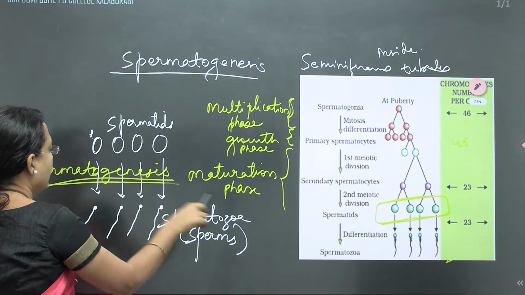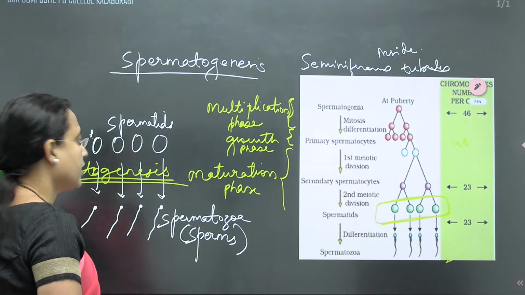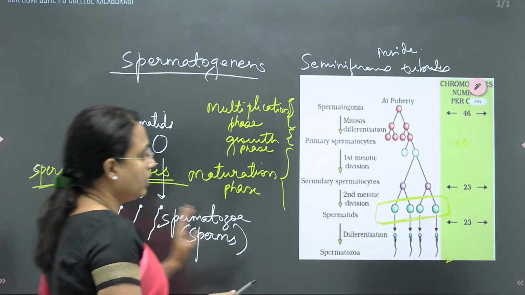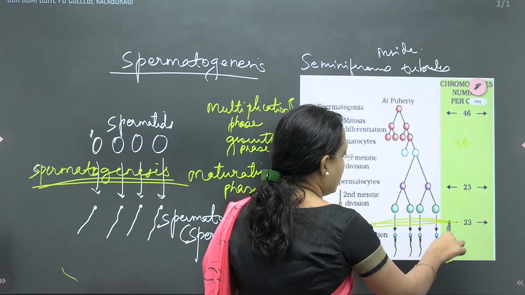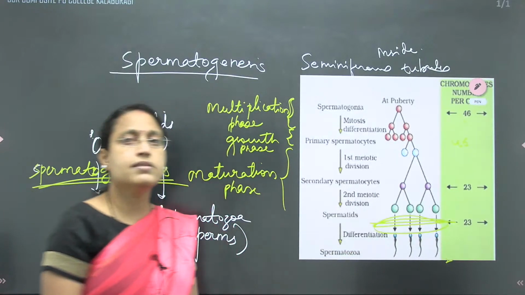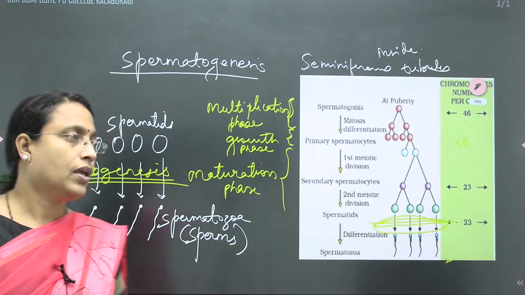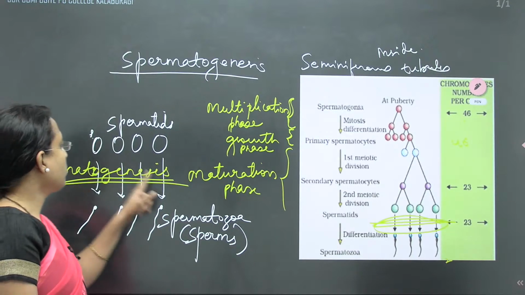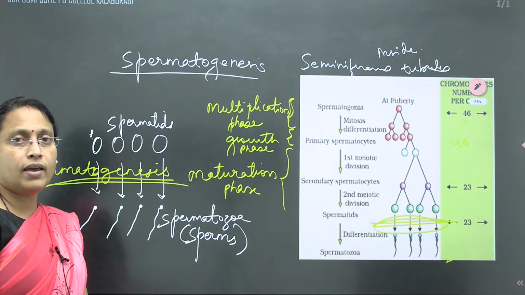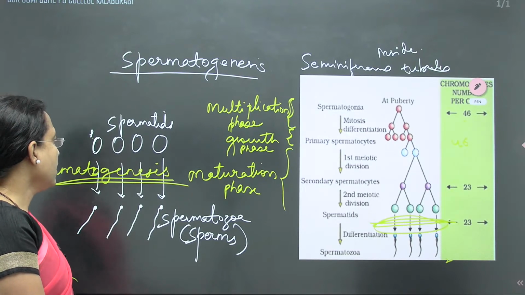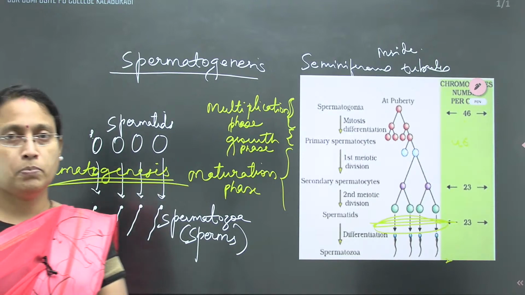So what is occurring here is spermatogenesis. Understand? So at this point, the phenomenon that is undergone is spermatogenesis. So what is spermatogenesis? Spermatogenesis is a phenomenon where spermatids will mature into sperm.